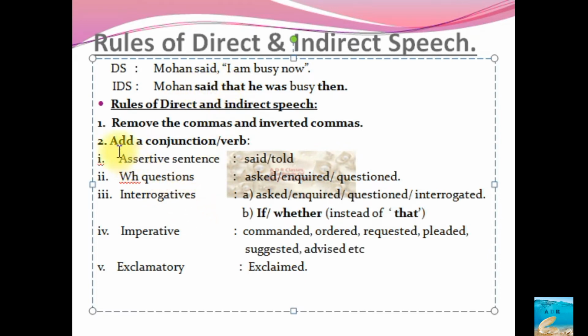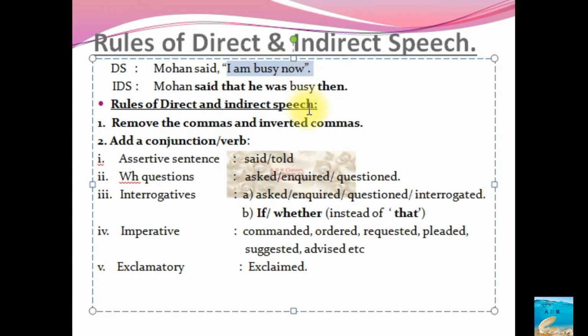So what is the first rule? Assertive sentence. Suppose the sentence is positive. See, I am busy now. This is a positive sentence. Suppose it was I was not busy, that would be a negative sentence, isn't it? So they are asking you to look at the form of the sentence used here. I am busy now is a simple sentence and it is in the positive order. So it is called a positive sentence.